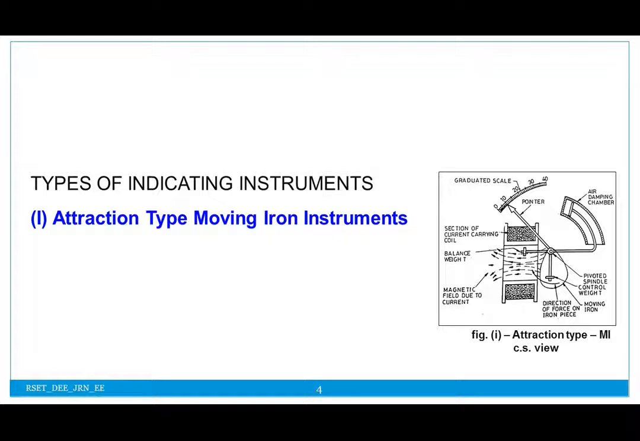So first we will see the attraction type moving iron instrument. Just have a look at the cross section of a typical attraction type moving iron instrument. Here this is my stationary coil. This is my moving iron of peculiar shape, which is attached to a spindle. You can see the controlling torque is provided by a control weight, and this is a balance weight. To the moving system, you can see the pointer, the graduated scale, and the damping is provided by air friction damping. So the figure shows a cross-sectional view of attraction type moving iron instrument.